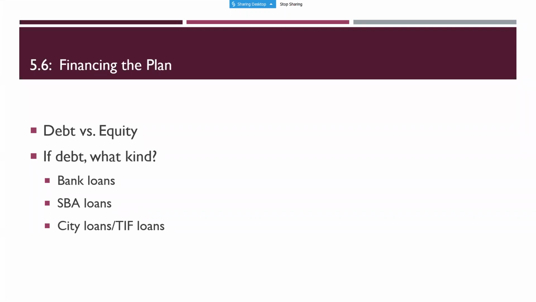So if debt, what kind of debt? Are we looking at bank loans, Small Business Administration loans? Each one has its own documentation requirements, so you might want to familiarize yourself with what those are. And possibly a third option that you don't see a whole lot covered: city and TIF loans. Cities will loan money to businesses.